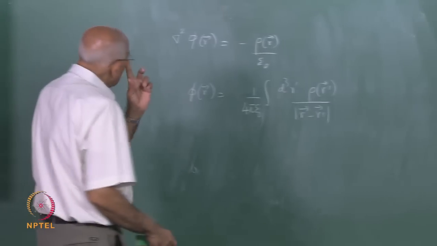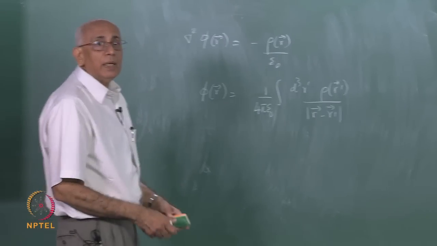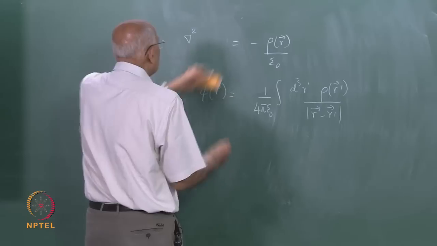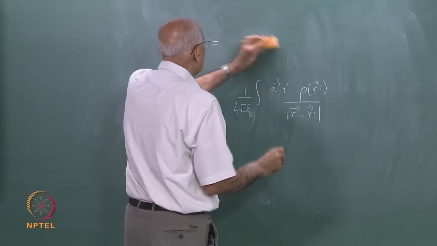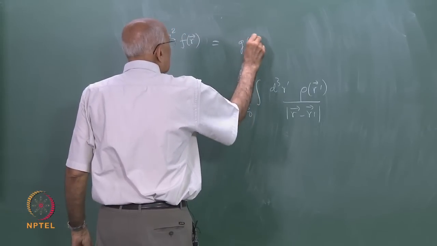Now what does that imply for the general equation? Well, the general equation was of the form f of r equal to some g of r on this side.